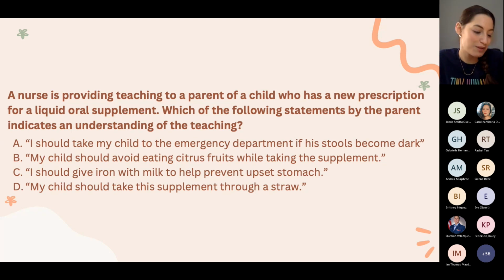You guys got that one super, super fast. Great job. So the correct answer is my child should take the supplement through a straw. So remember those dark, like green tarry stools are going to be completely normal, an expected finding when you are taking a therapeutic amount of iron. You want to encourage them eating citrus fruits because the vitamin C in it will help absorb the iron. And then you don't want to give it with milk because the milk inhibits the absorption of the iron. So you want to make sure that you give milk an hour before or 2 hours after, never with. Good job, you guys. And we give it through a straw so that it doesn't stain their teeth.